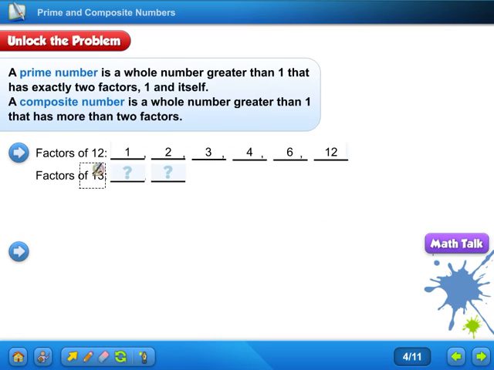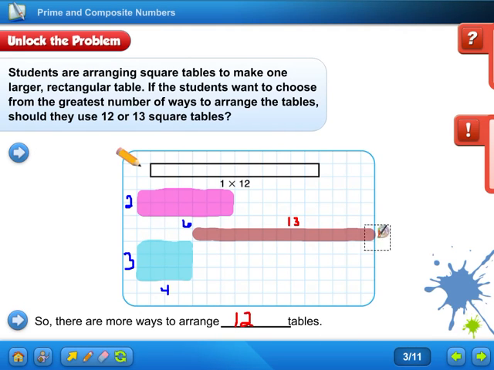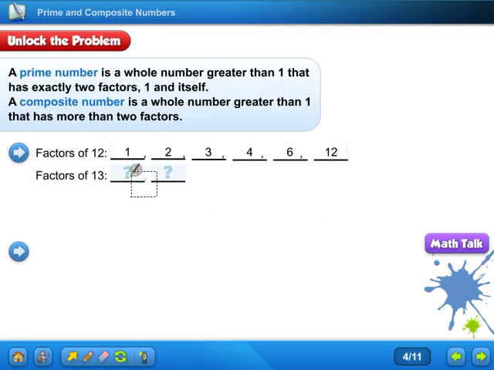Next, the factors of 13. We only could do it one way, right? We want to go from the least to the greatest, so it would be 1 and 13. So the factors of 13 are 1 and 13. The factors of 12 are 1, 2, 3, 4, 6, and 12.